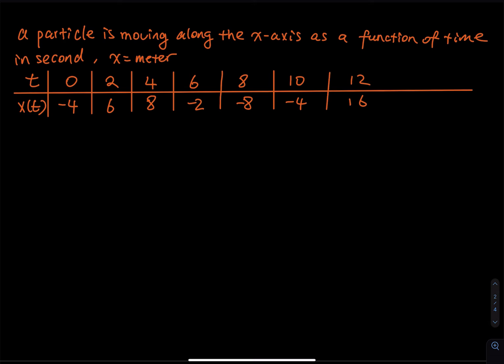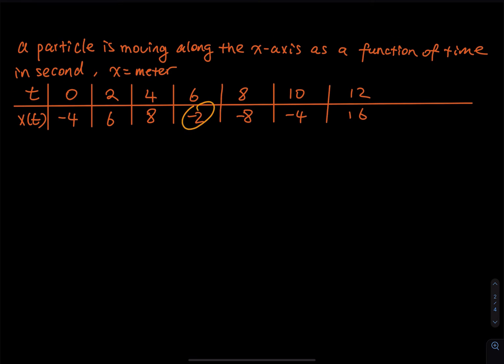So let's say a particle is moving along the x-axis as a function of time in seconds, and x is in meters. Okay, so this time we have some negative values. Let me ask you some questions. The first question is, what is the average velocity between times 0 and 6? So what is the average velocity? The time interval is between 0 and 6.